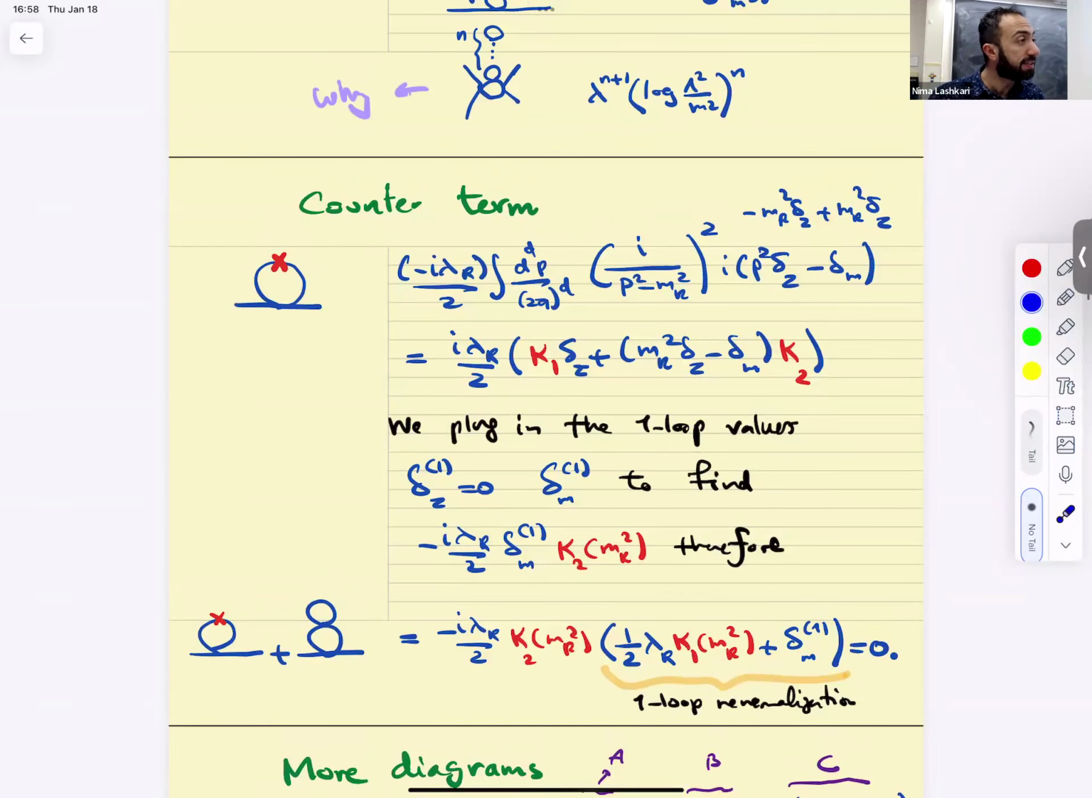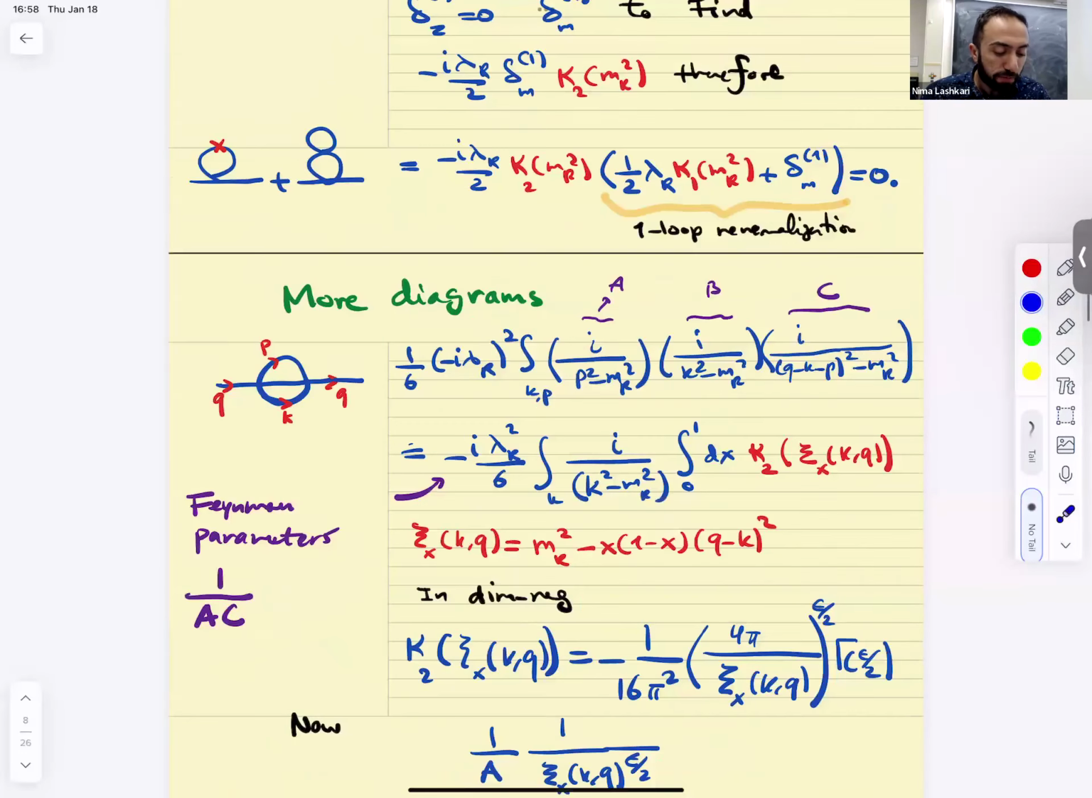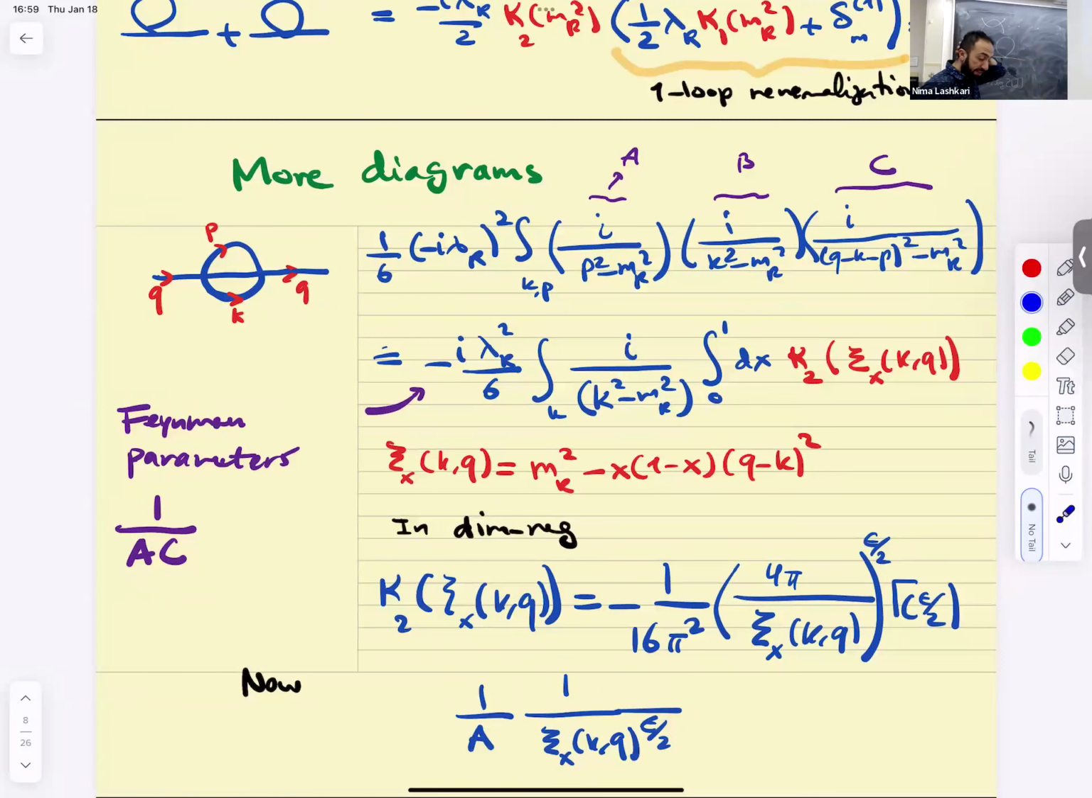All right, is it clear? So let's do a couple more diagrams. We said that there is another diagram that contributes to the 2-point function, right? So it's Q, Q, P, K, and this is Q minus K minus P. So this is the propagator for the middle one, propagator for the bottom, propagator for the top, and you have to integrate over K and P. These are d^4k, d^4p, but I'm just writing them this way. And this is the coefficient, and this is the symmetry factor, right? Hopefully, we could reproduce these.